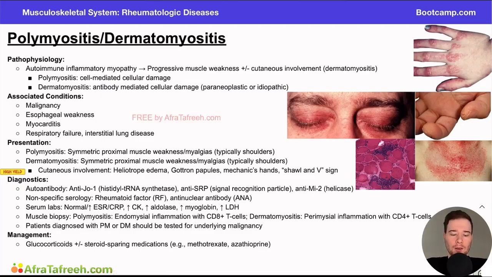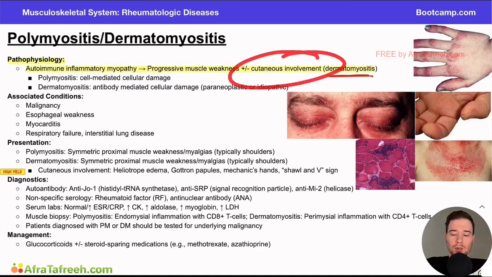So if we draw our attention to the pathophysiology here, we can see that this is an autoimmune inflammatory myopathy that leads to progressive muscle weakness plus or minus cutaneous involvement. This is typically going to be seen in dermatomyositis. Again, when we talk about differentiating these conditions, they're really similar, but with dermatomyositis, remember our root word derm is related to the skin. So polymyositis deals with a lot of muscle things. Dermatomyositis deals with those muscle things in addition to the cutaneous involvement.